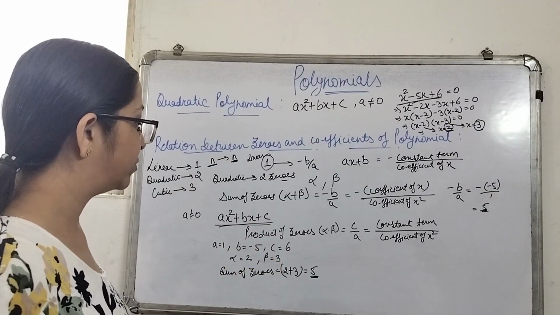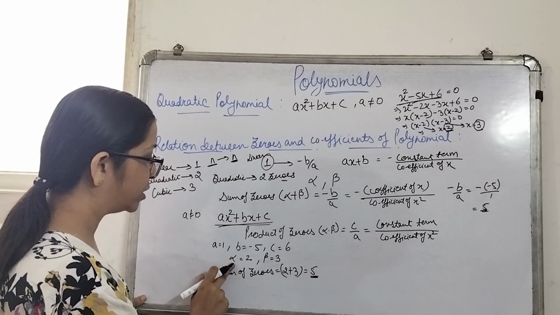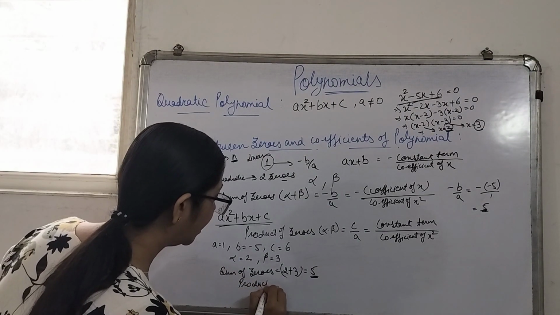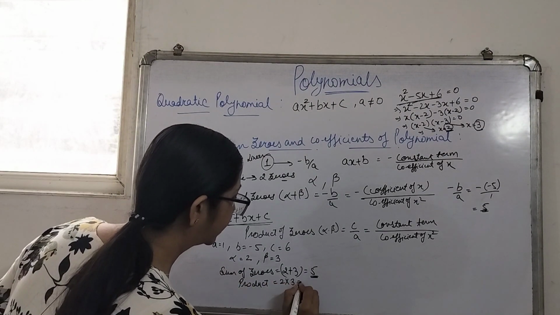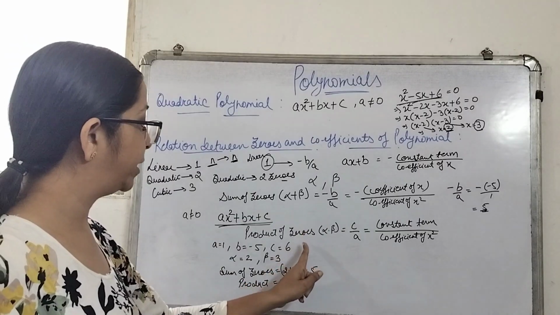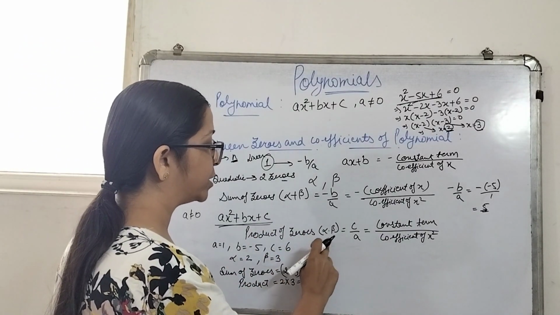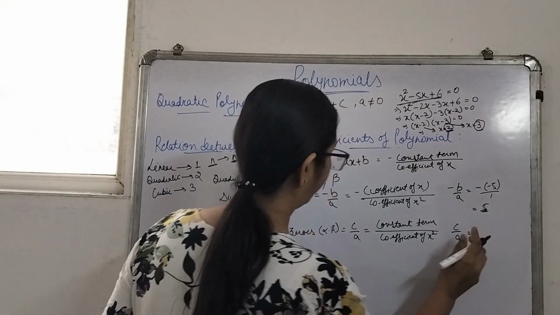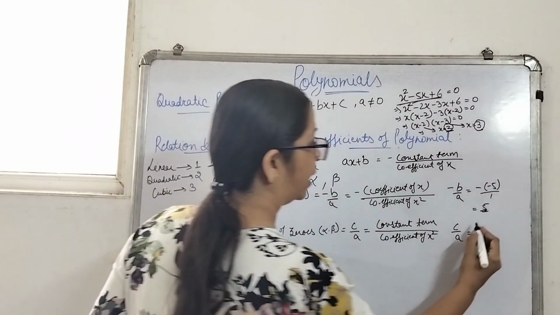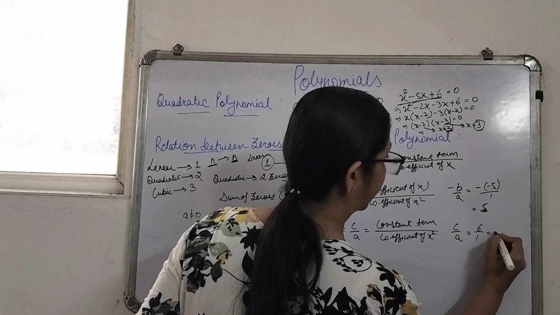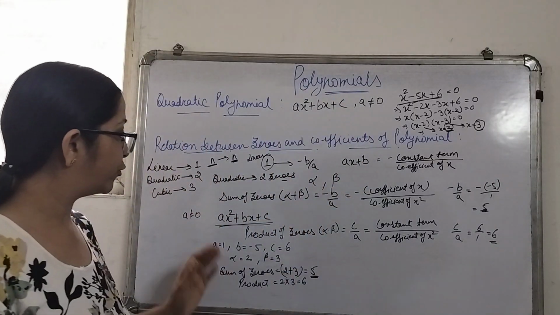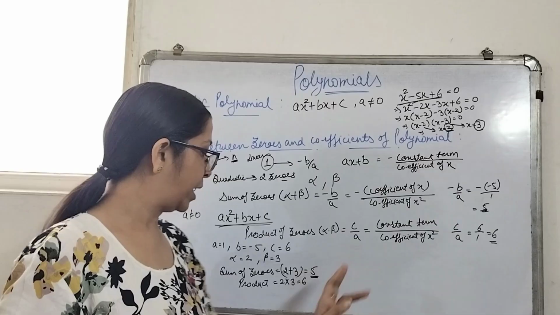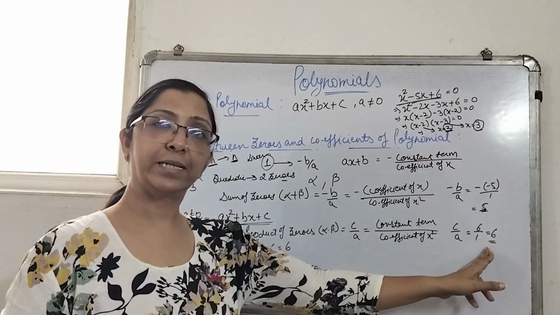Now check for the product of the zeros. If one of the zeros is 2 and the other is 3, the product will be 2 multiplied by 3, that is 6. And from here, the product of zeros alpha into beta is c by a. The value of c here is 6 and the value of a is 1, that is 6 only. So we can check from both methods that the sum of the zeros is coming 5 and the product of the zeros is coming 6.